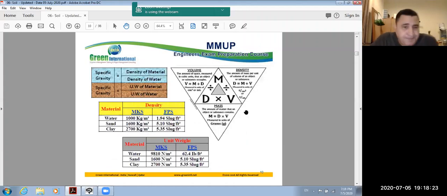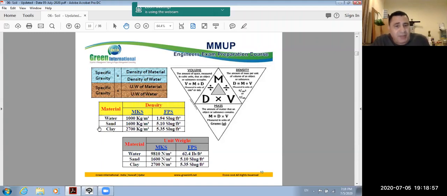We have a very important triangle: density, volume, and mass. This triangle is very important. And we have specific gravity. The specific gravity is equal to the density of a material over the density of water, or the unit weight of any material divided by the unit weight of water, or the density of the material divided by the density of water, rho or gamma.